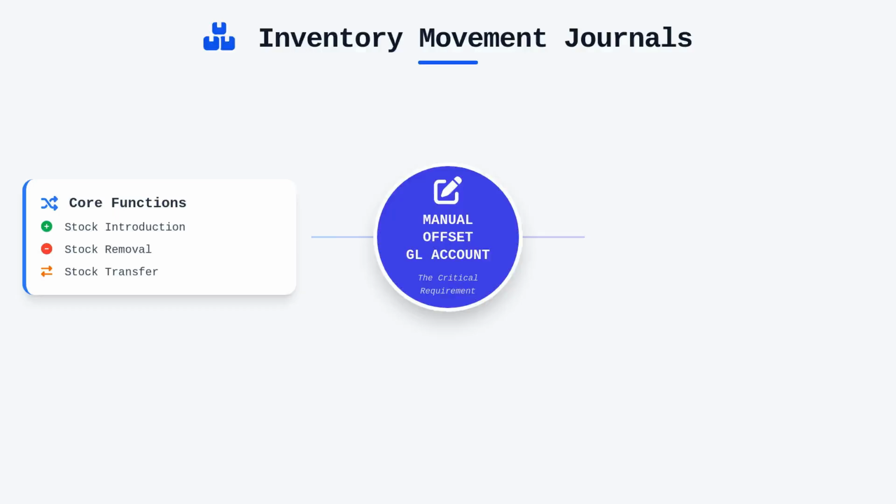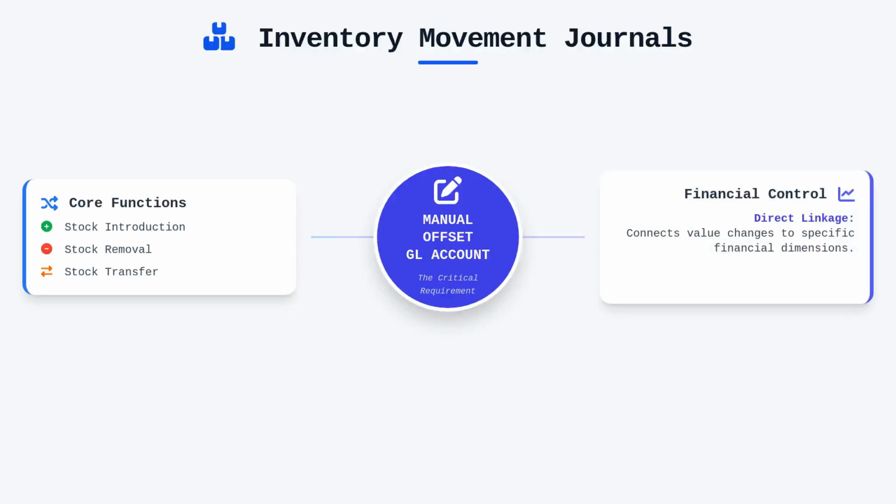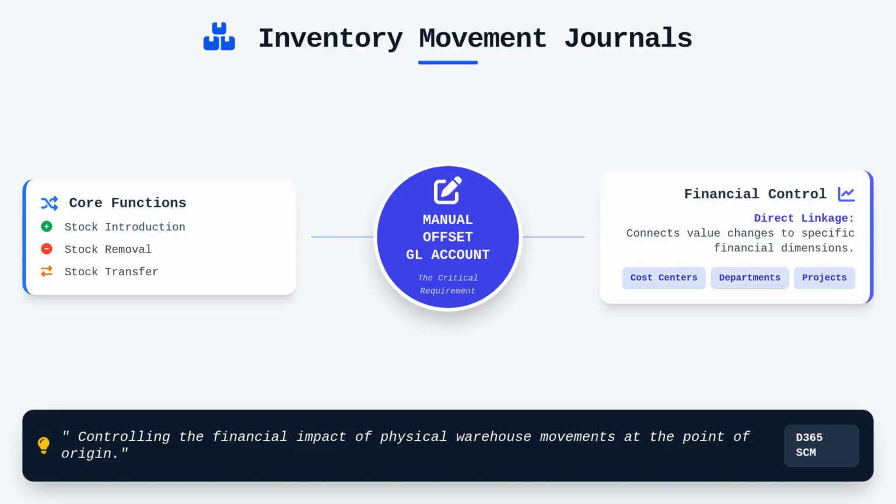This design choice is critical because it forces a direct linkage between inventory value changes and specific financial dimensions, such as cost centers, departments, or individual projects. By requiring this manual specification, the system ensures that every movement is accounted for where it logically belongs, rather than simply hitting a generic inventory adjustment account. From a functional perspective, you are essentially controlling the financial impact of your physical warehouse movements at the point of origin.